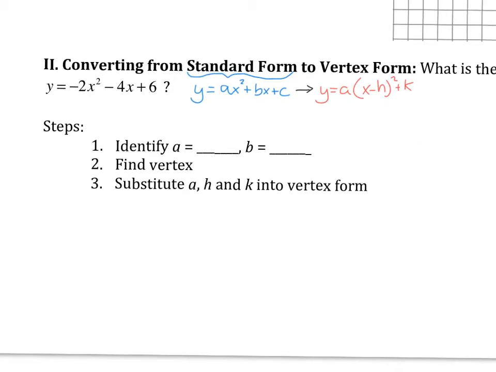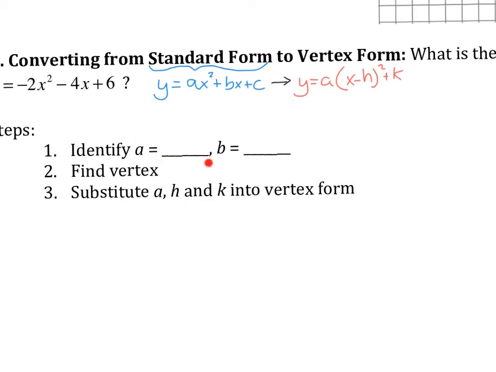So what are our steps? Number one, we're going to identify a, b, and c, or it's just a, b, so that we can find the vertex. The vertex is two-part. We have to find the h and the k. Then all we do is substitute the a, the h, and the k into vertex form. And that is the extent of what we're working on here.